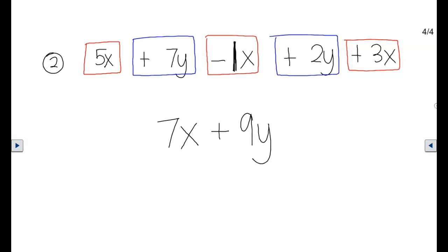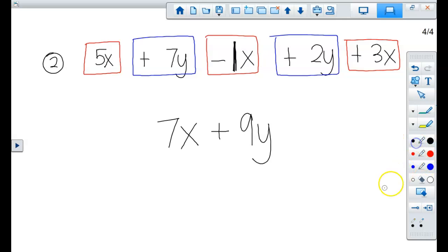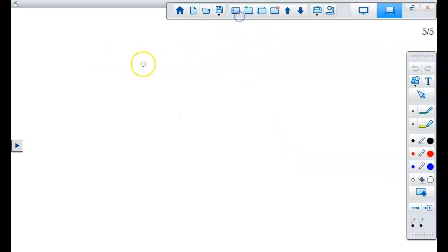So when I combine the x's, I get 7x. When I combine the y's, I get 9y. So 7x plus 9y is my simplified answer. And you can see why they call this simplifying, because the answer is so much shorter than it was to begin with.